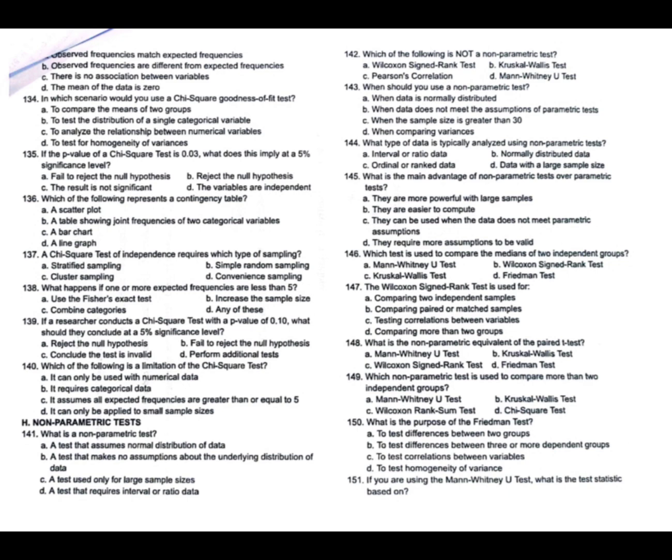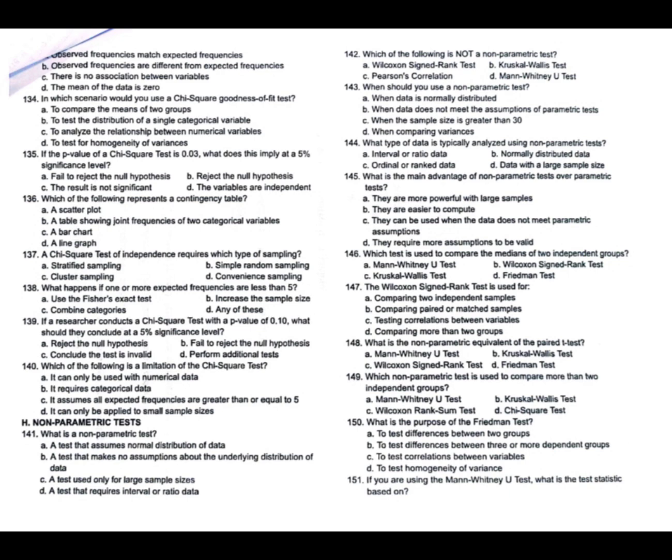Which of the following represents a contingency table? So the answer is letter B. A table showing joint frequencies of two categorical variables. A chi-squared test of independence requires which type of sampling? So the answer is simple random sampling. Letter B. 138. What happens if one or more expected frequencies are less than 5? So the answer is letter D. Any of the following: use the Fisher exact test, or combine the categories, or increase the sample size. Any of the following. The answer is letter D.